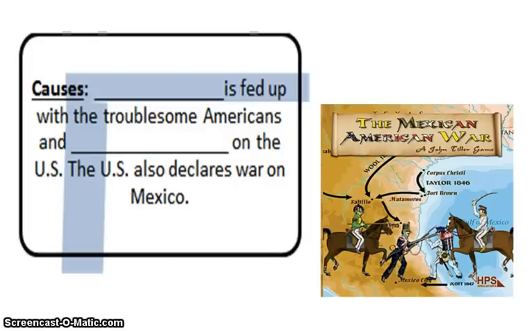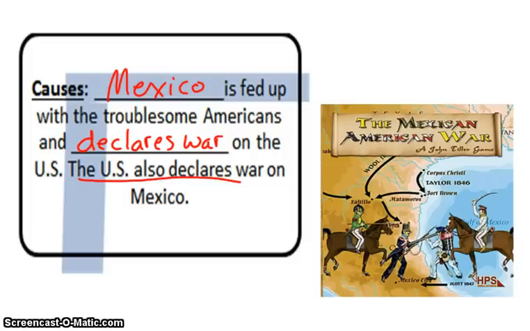What happens is Mexico this time says enough is enough. This just happened to us in Texas. Now it's happening again in California. We got to put a stop to these greedy Americans trying to take all of our land. So Mexico basically declares war on the United States. And the United States, not to be outdone, says, okay, fine, we're going to declare war on you. And that starts the second phase of the war, which is kind of the bigger, more intense phase of the war.